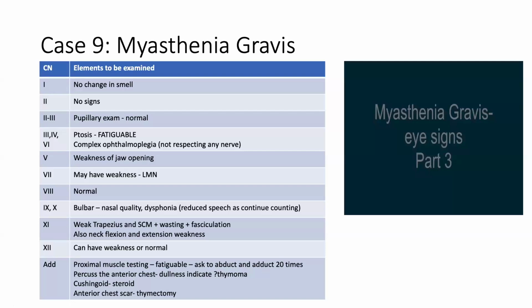You test their power before you do the exercise, ask them to do the exercise, and test that again after the exercise. You'll find that the muscle gets weaker after that. Percuss the entire anterior chest. If it's dull, you want to think about thymoma. Look for Cushing-like features, especially if they're on steroids, and look for an anterior chest scar. They might have had a thymectomy. Thymectomy now can be minimally invasive, so you might not be able to appreciate the scars at all.